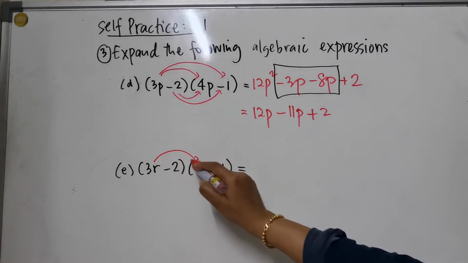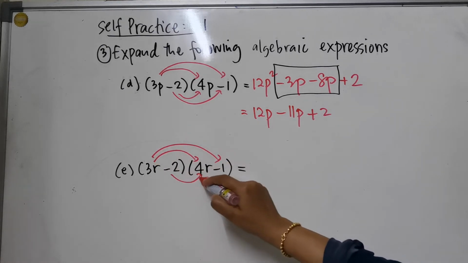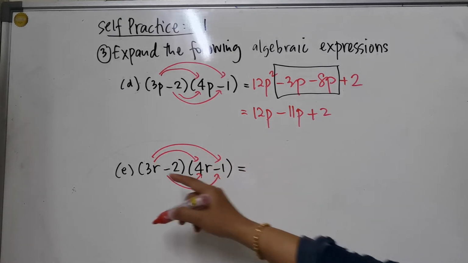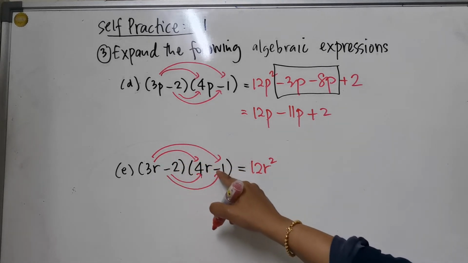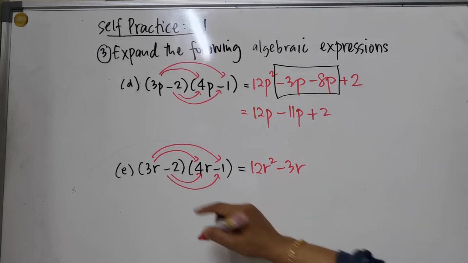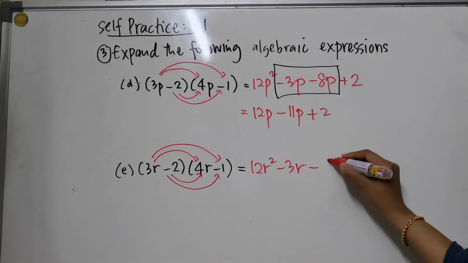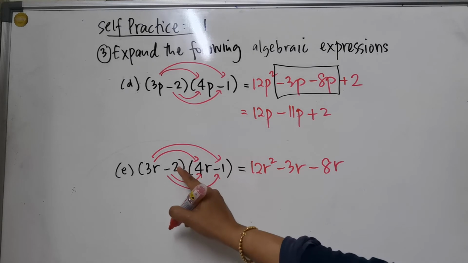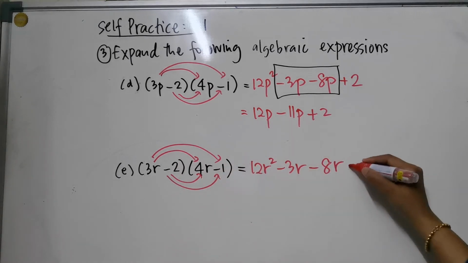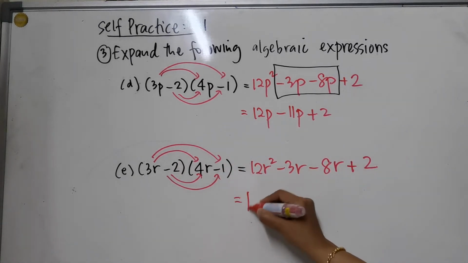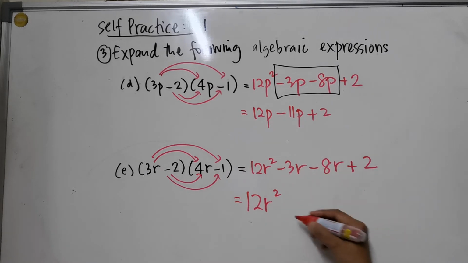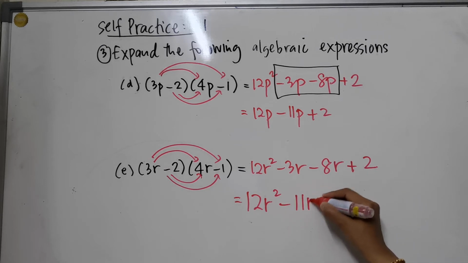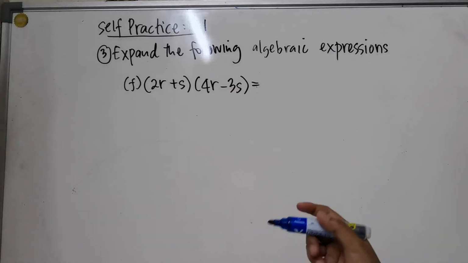Okay, we are going to solve. 3r times 4r, 12r square. 3r times negative 1, negative 3r. Negative 2 times 4r, negative 8r. Negative 2 times negative 1, positive 2. So we have 12r square, negative 3 minus 8r, negative 11r plus 2. Okay, F.